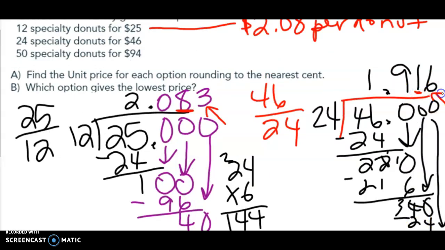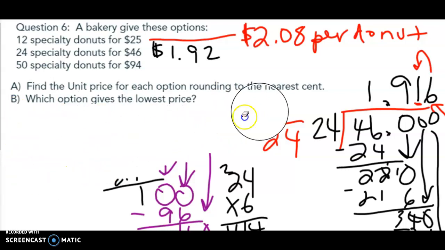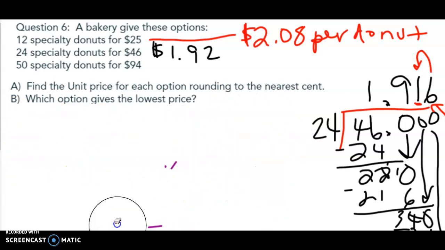And because I am now rounding to the nearest cent, I'm going to look at this 1 and the 6 next to it, 5 or more, we're going to raise it up. So for these specialty donuts, it will be $1.92 per donut. So that's not such a bad deal. We're getting cheaper. Let's see if we buy in bulk. Oh, sorry, the $100 donuts. 50 specialty donuts for $100. Let's take a look at that.